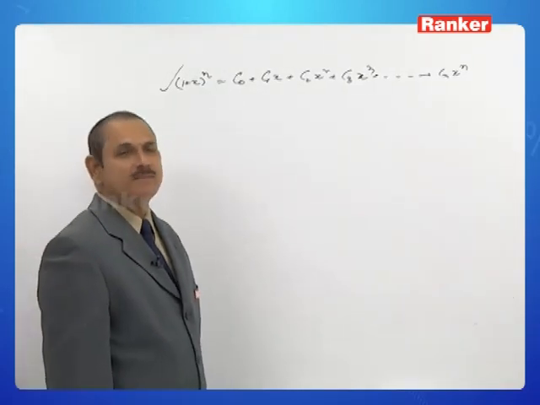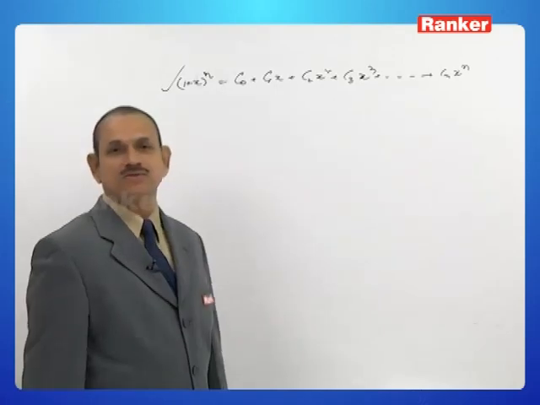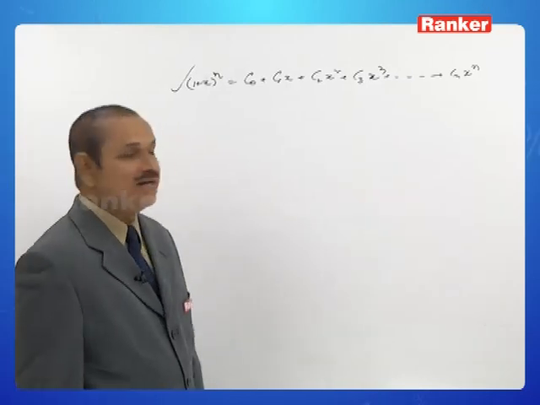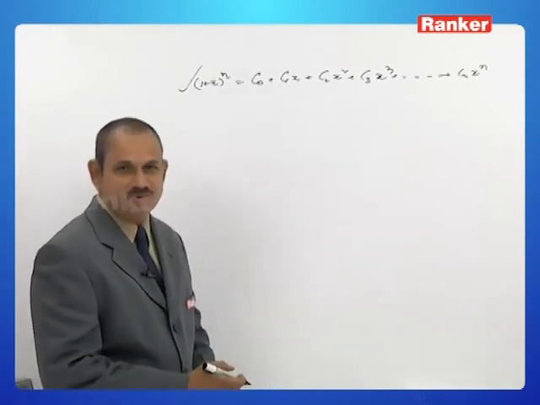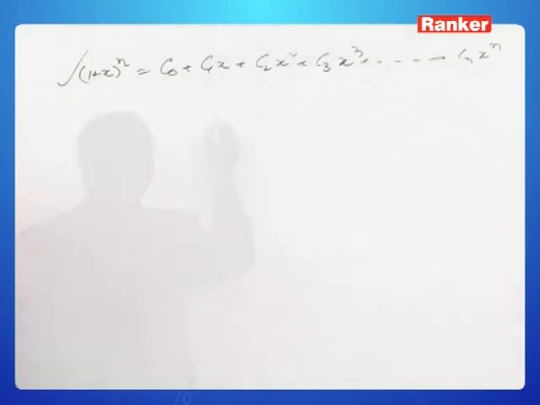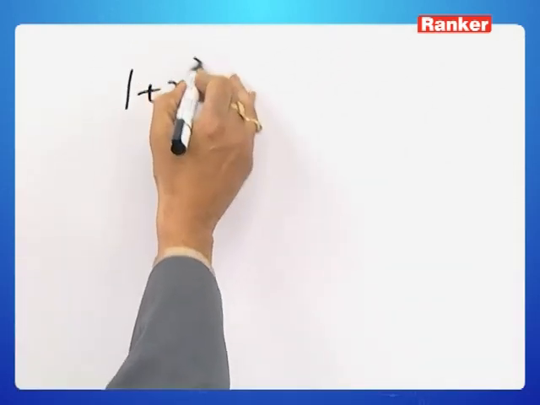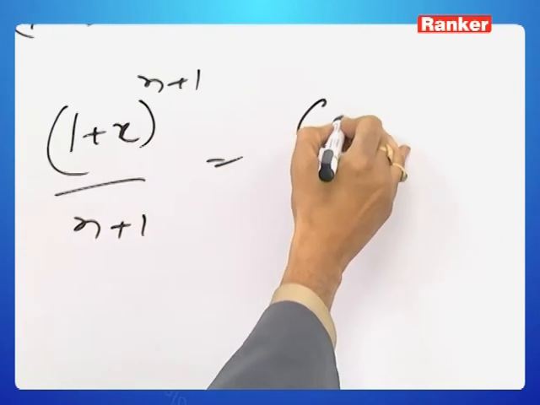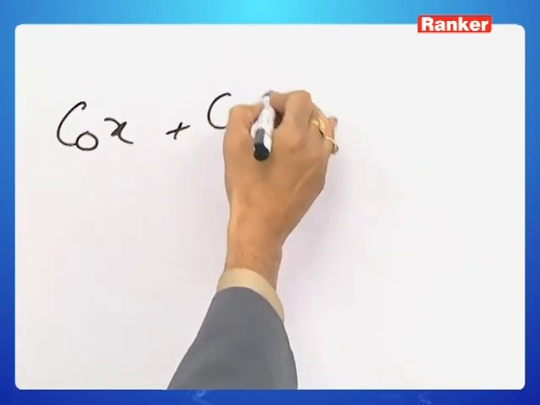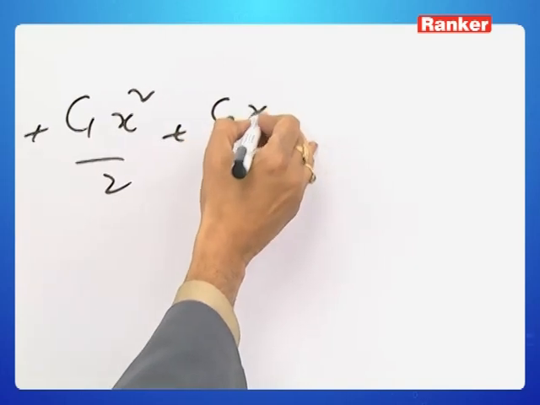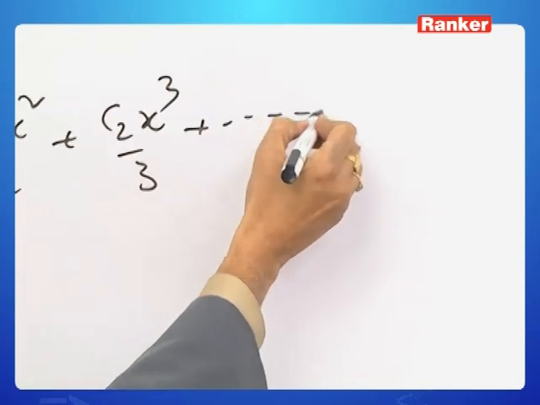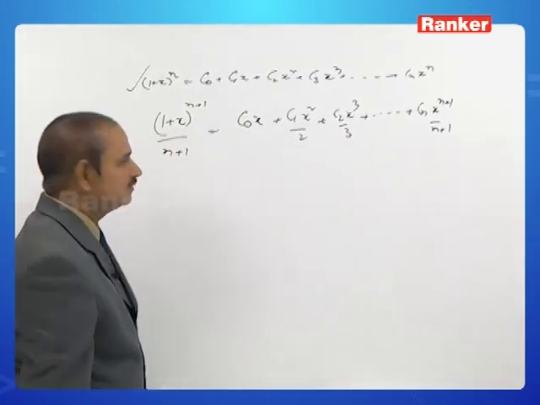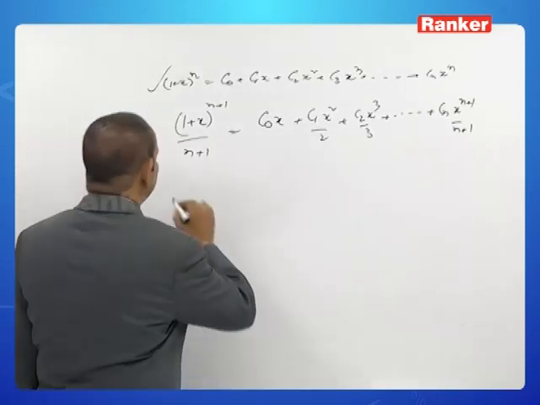Again, let us start with the same expansion, that is (1 plus x) whole to the power of n is equal to C0 plus C1x plus C2x square plus C3x cube and so on up to Cnx power n. Let us now integrate it with respect to x on both sides. What do you have? (1 plus x) whole to the power of n plus 1 by n plus 1 is therefore equal to C0x plus C1x square by 2 plus C2x cube by 3 plus C3x power 4 by 4 plus etc. and so on x power n plus 1 by n plus 1. Good. This is again a beautiful expansion.